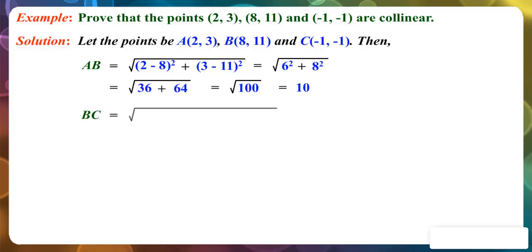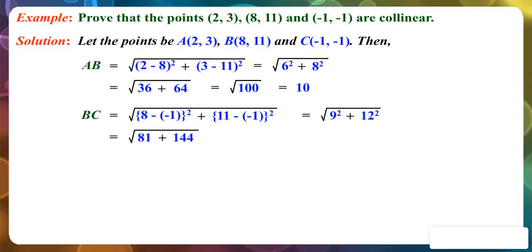BC is equal to under root (8 minus (-1)) whole square plus (11 minus (-1)) whole square, is equal to under root 9 square plus 12 square, is equal to under root 81 plus 144, is equal to under root 225, is equal to 15.